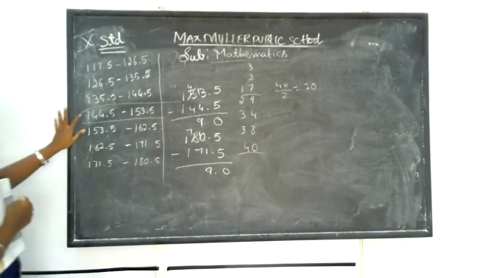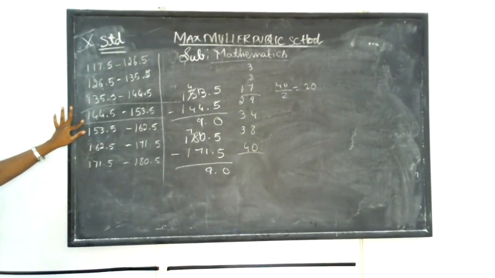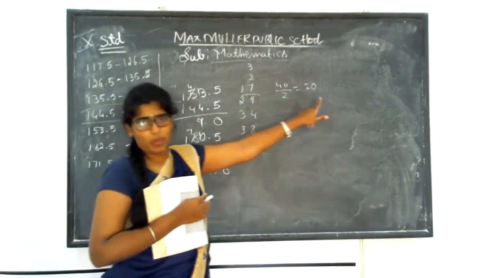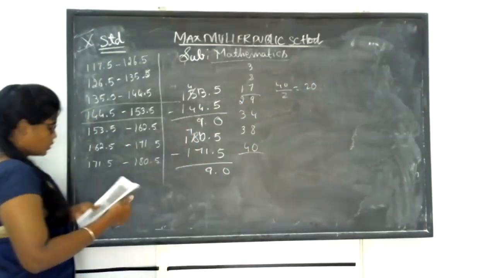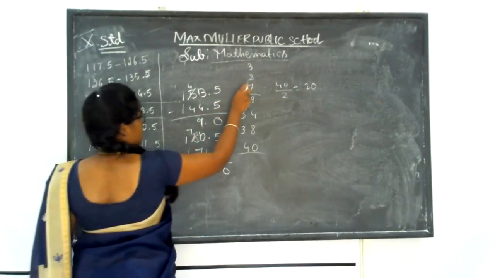Your lower limit will be 144.5. Okay, 144.5 is your lower limit. Class size will be 9. Your n by 2 will be 20. And the frequency, you will get as 12. And cumulative frequency will be 17.